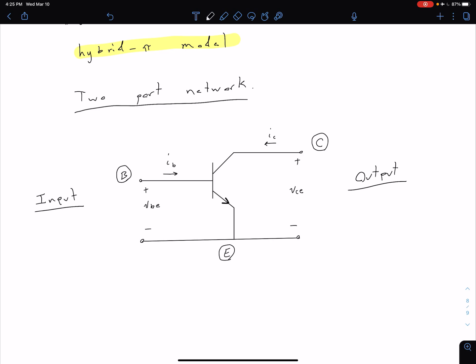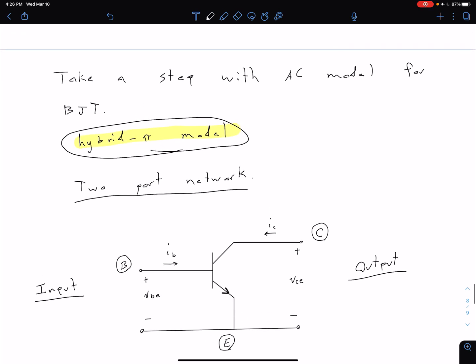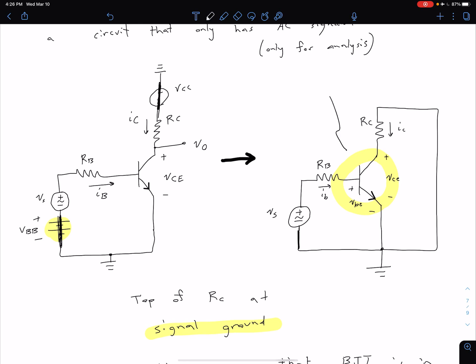In the next video, we're going to come back and expand on this hybrid pi model. Once we've developed this AC model for our BJT, we're going to take that and plug it in here. Once we do that, we'll have an AC equivalent circuit that we can analyze, and we can figure out what our small signal gain is, and various other things that we'll get into later. But that's going to be a very useful first step in doing our AC analysis.